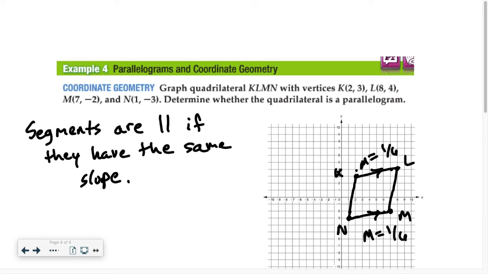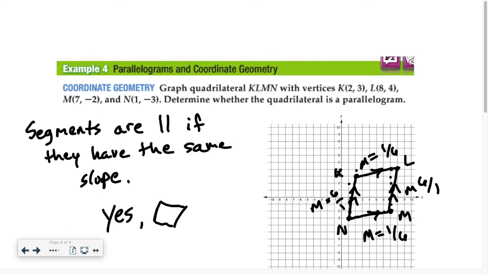Guys, do the same for KN. Okay, using rise over run again. Slope is rise 1, 2, 3, 4, 5, 6, up 6 over 1. ML, up 1, 2, 3, 4, 5, 6 over 1. Slope is 6 over 1. So ML and KN are also parallel. Yes. It's a parallelogram.